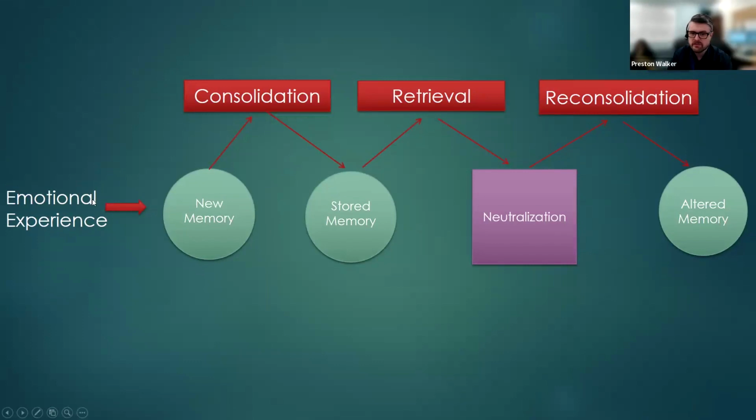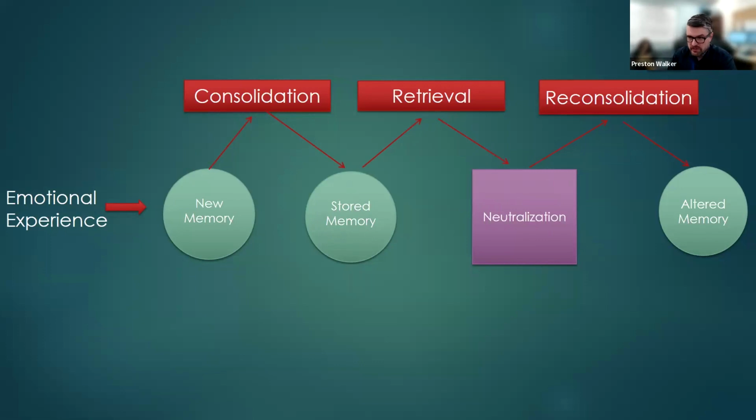So how it works is we have an emotional experience. This will go into the formation of a new memory. It will consolidate. That will be a stored memory. We can then activate that memory by retrieving it. So in parts of memory therapy, we then do a neutralization technique. So when it reconsolidates, we have a memory that's altered.